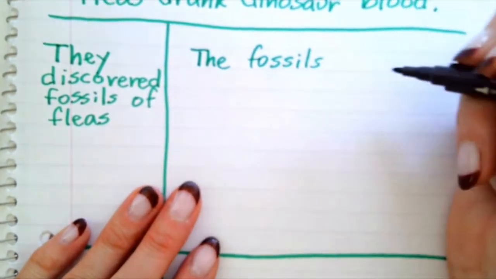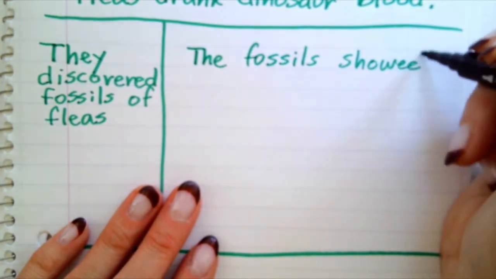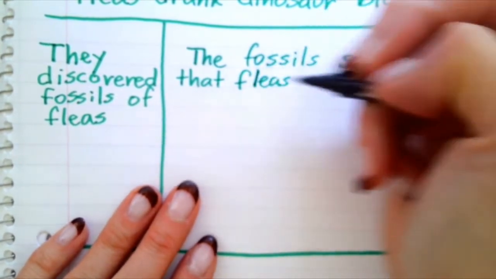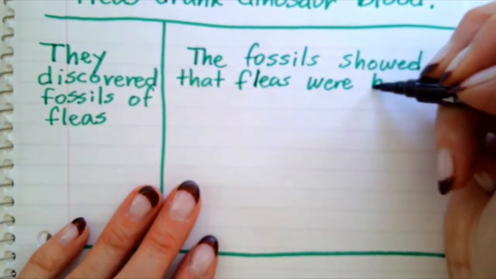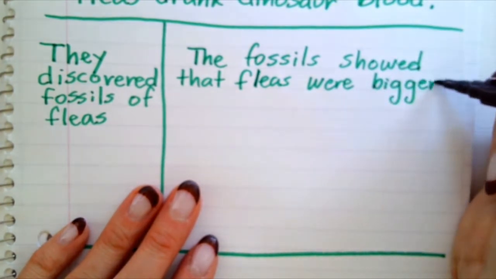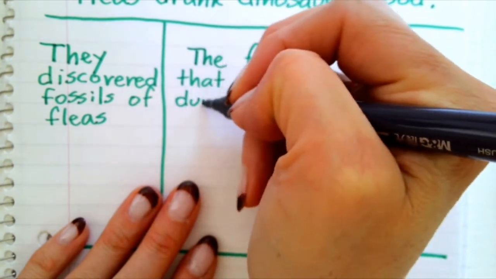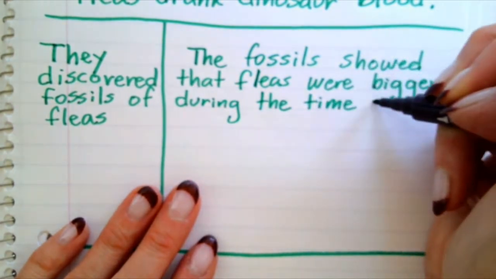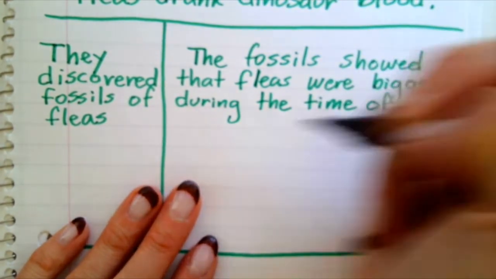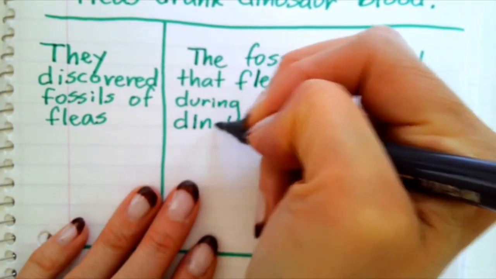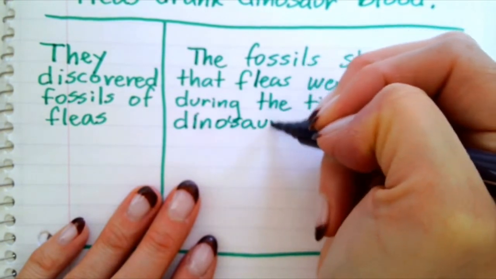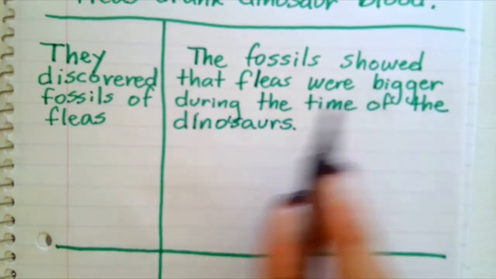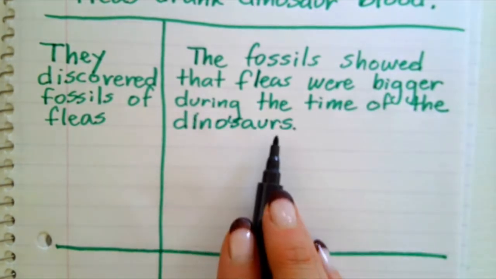The fossils showed that fleas were bigger during the time of the dinosaurs. The fossils showed that fleas were bigger during the time of the dinosaurs.